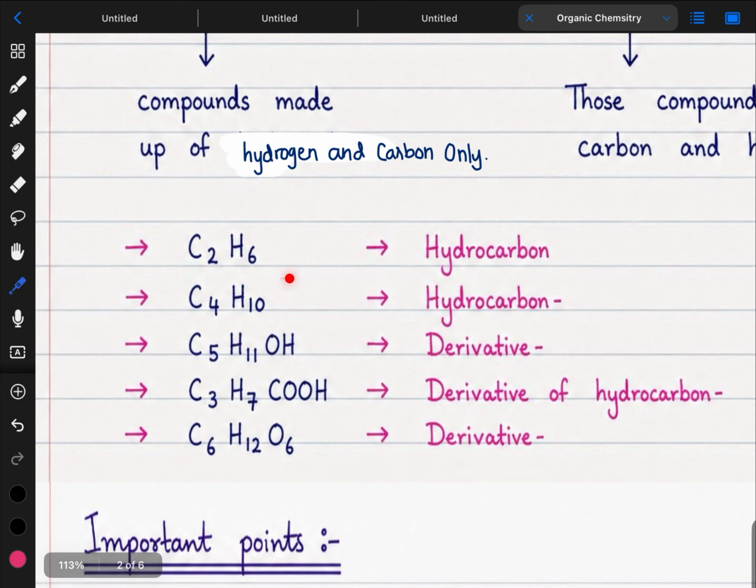Firstly, we have C2H6. As you can see, there are only two elements, carbon and hydrogen, so it will be considered as a hydrocarbon. However, we have here C5H11OH. Here we have another element, oxygen, so it will be considered as a derivative of hydrocarbon. If any compound contains more than two elements, then it will be considered as a derivative of hydrocarbon.